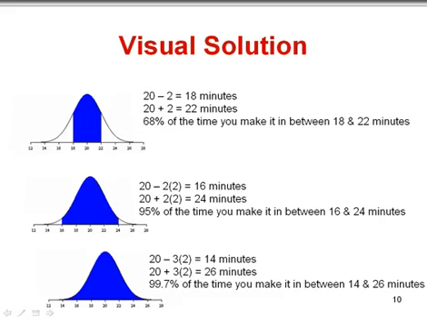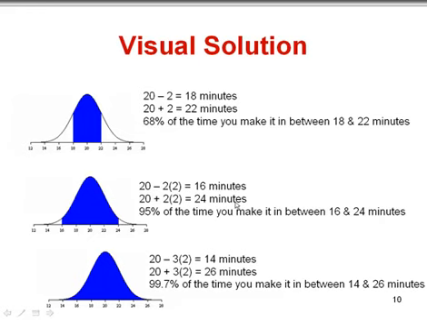Now, the reason I stopped at 12 and 28 is because then we would be 4 standard deviations away from the mean. And the empirical rule tells us that hardly any observations are more than 4 standard deviations from the mean. In fact, 99.7% are within 3 standard deviations. So we can see that it would be very unusual for me to take longer than 28 or less than 12 minutes to commute to campus.